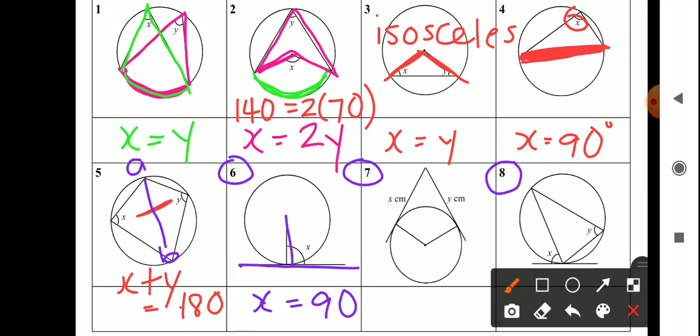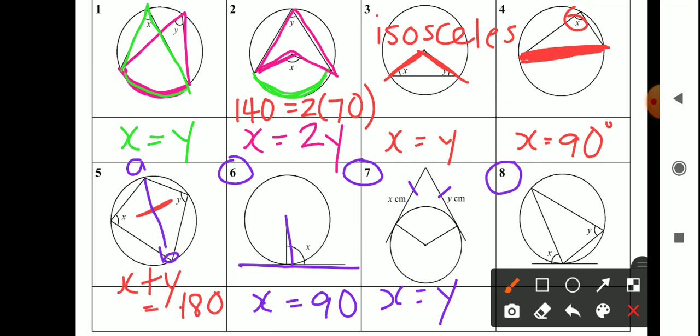Then number 7, if you draw two tangents and the two tangents meet each other, you can say x is equal to y. You will form a kite. Then if you divide the kite into two equal parts, they are really equal. There is symmetry. Okay? Then property number 8, x is equal to y.